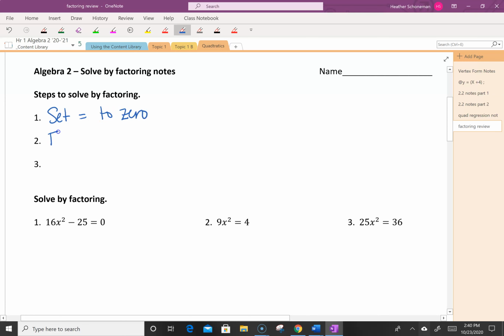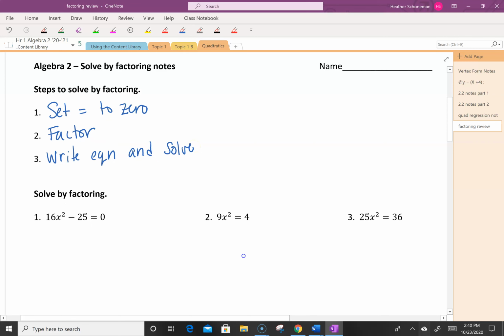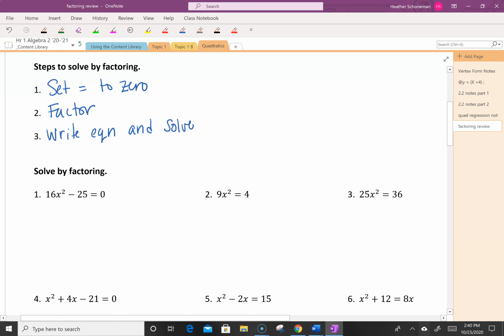So when we solve by factoring, the first step is to set equal to 0. The second step is to factor. And the third step is kind of two things in one, because I think you can do a lot of it in your head: write equations and solve.